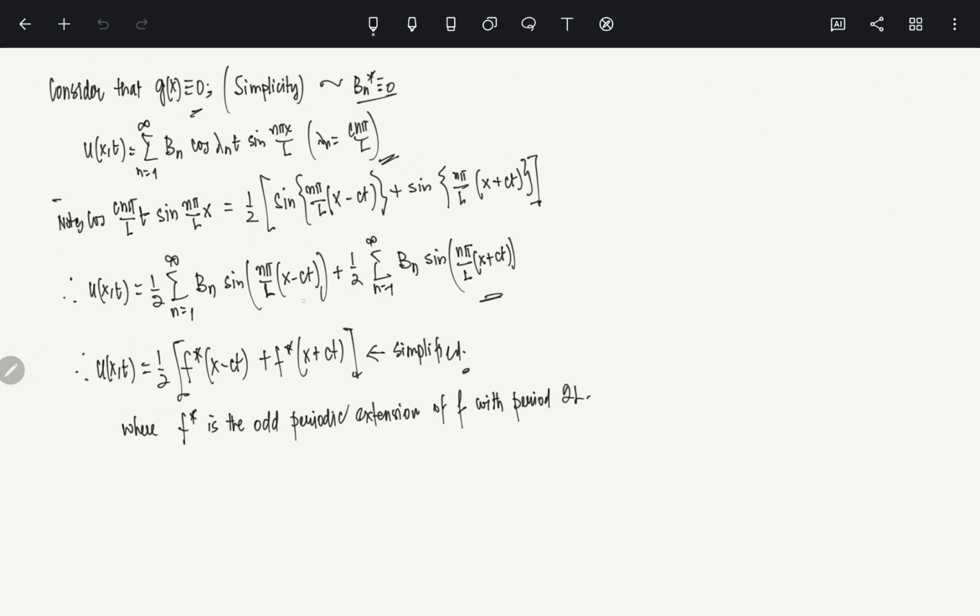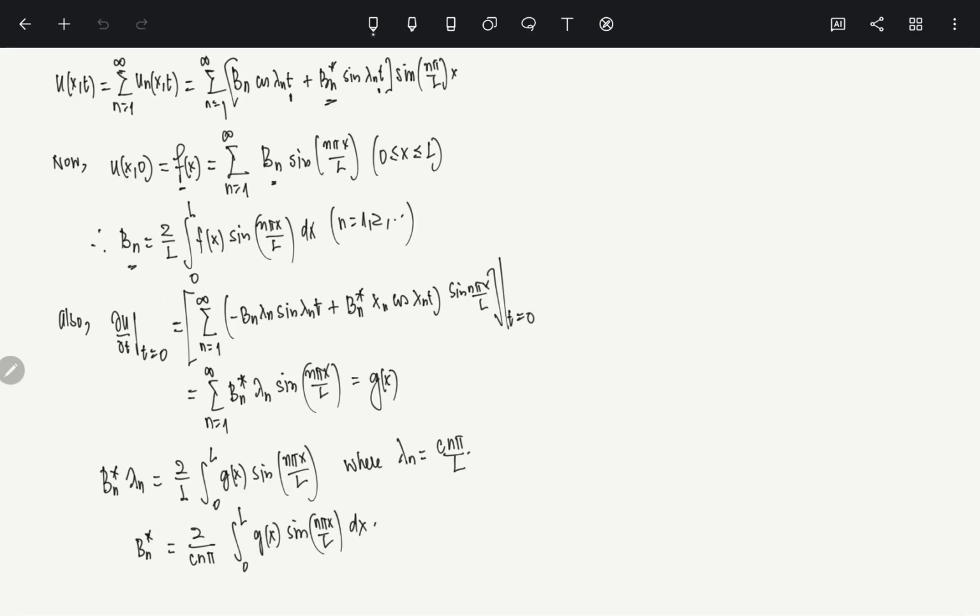How do you find it? You don't have to do anything special. You just put this in, and u will look like this. You just have to find the eigenvalues and the eigenfunctions, and then find what the bn's are. The bn's are essentially 2 by L times the integral of f, which we already know, multiplied by sine. Use the fact that sine is an odd function: sine times sine, the product of two odd functions, is an even function, and sine with cosine is an odd function. Use those facts and then integrate. It makes your life much easier.